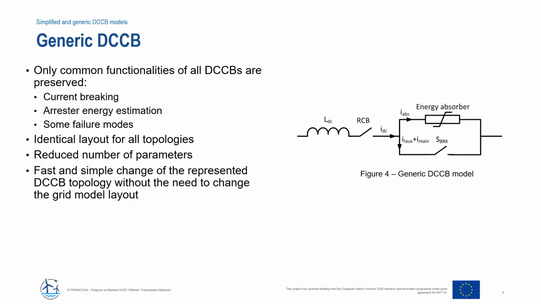However, the true power of the generic DC circuit breaker model is that the electrical layout is the same regardless of which topology it represents. Changing the breaker topology is made by simply changing the parameters of the model. The number of parameters the model requires is greatly reduced compared to the more detailed models. This is highly beneficial for preliminary protection studies since the researcher or engineer performing the study does not need to have in-depth knowledge of each breaker topology.